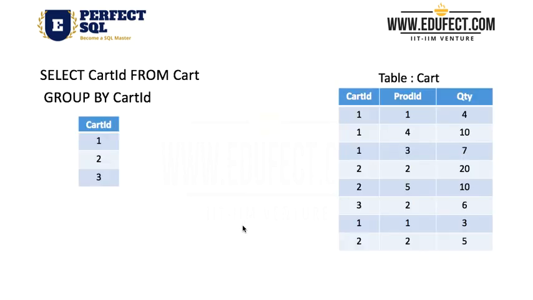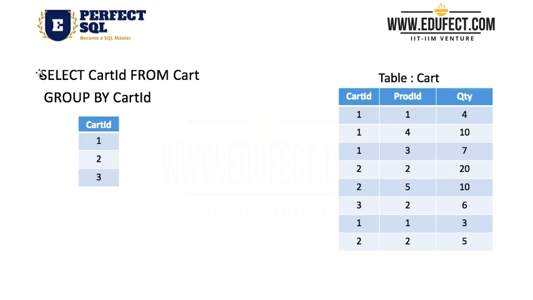Let's try and understand it with the use of some examples. So here is a table cart which has a cart ID, a product ID and quantity. So cart ID refers to different customers. Product IDs are the products they have added to the cart, and quantity is the number of units of each product that they have added to the cart.